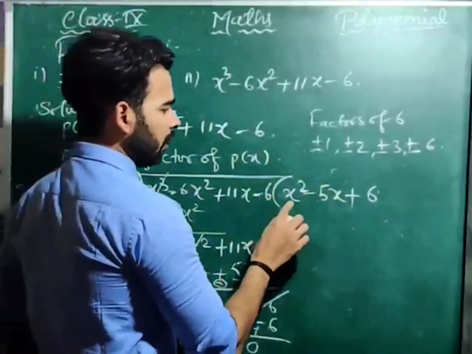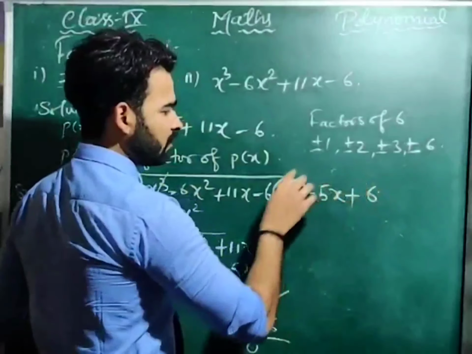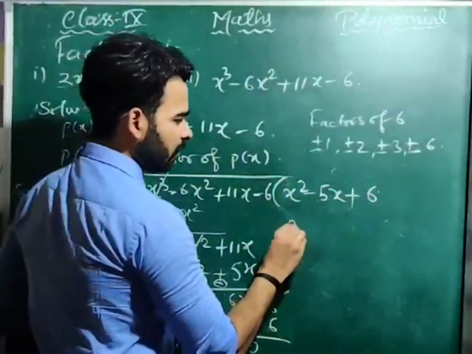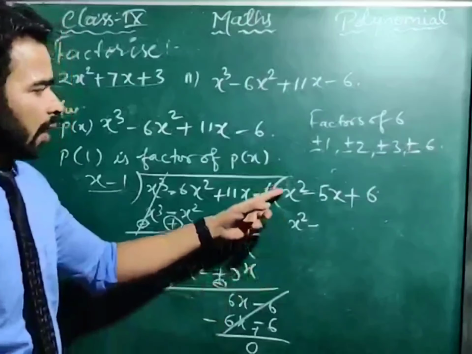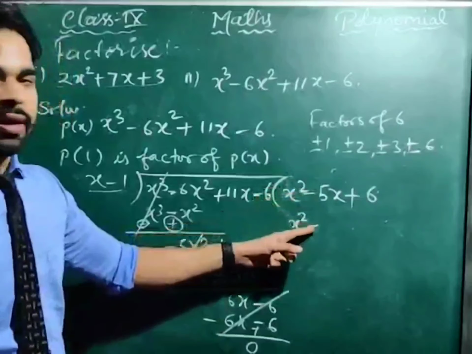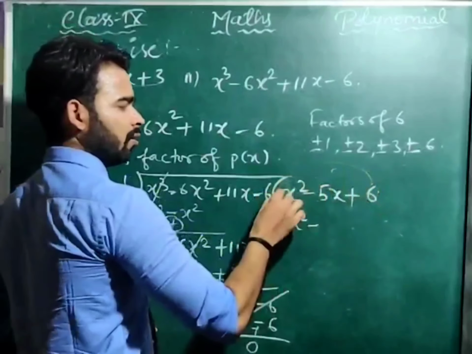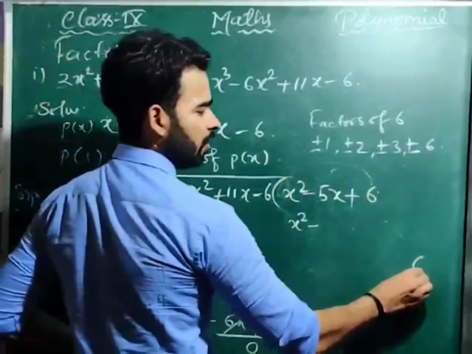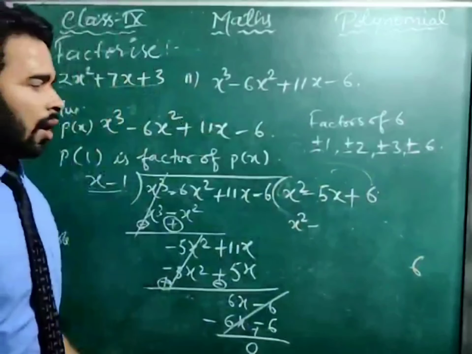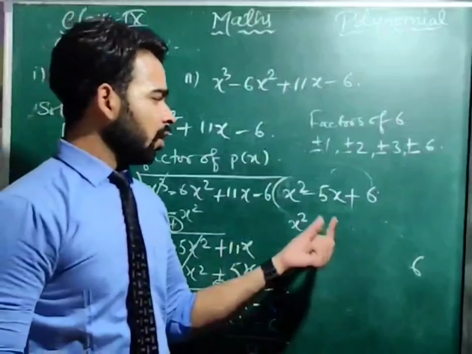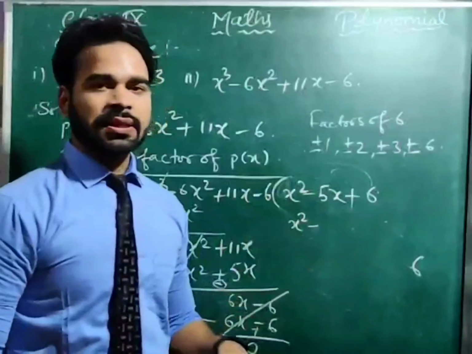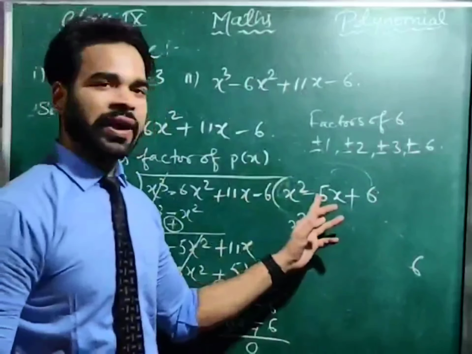So factorize it. X square minus 5x plus 6. Firstly, you will write down x square minus. In all questions, you have to write down the first term and first sign. Now, 6 ones are 6. I have a number 6. Now, we have to find 2 numbers which if we multiply, we get 6, and if we add or subtract, we get 5.